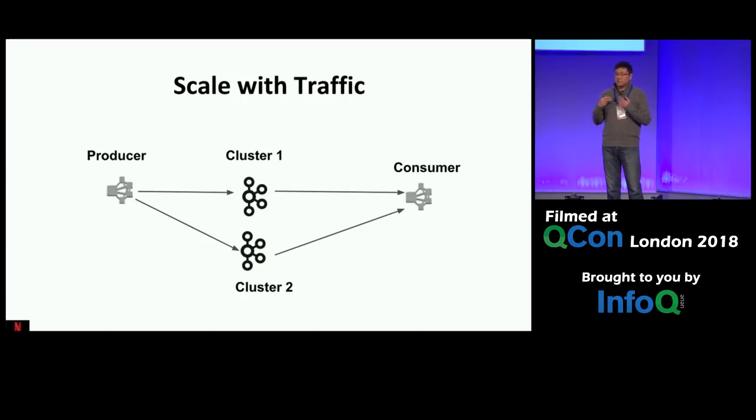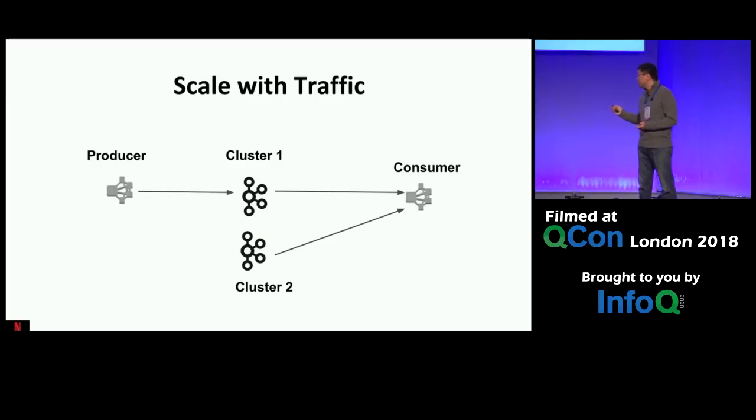So you actually successfully finished a scaling up activity. And now the traffic goes down, and you need to scale back. In order to achieve scale back, the first step you want to do is ask the producer to stop producing to the second cluster.